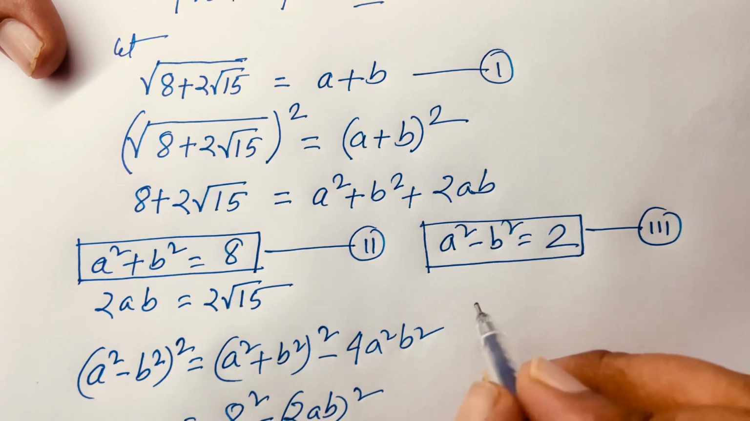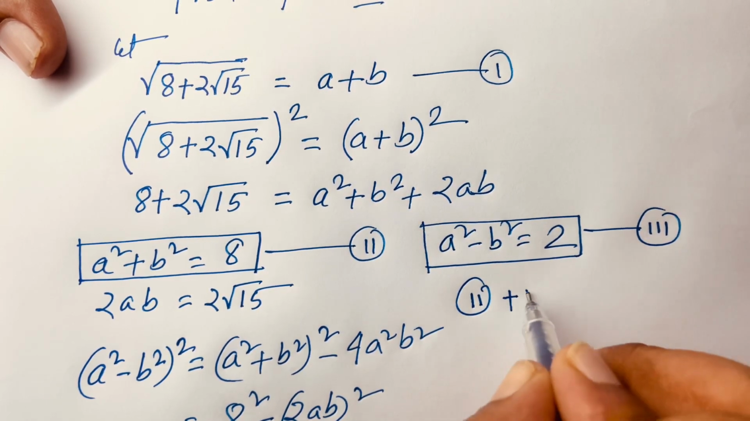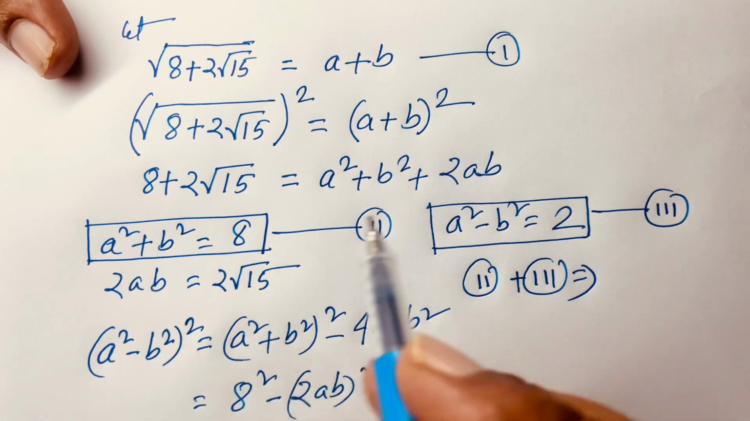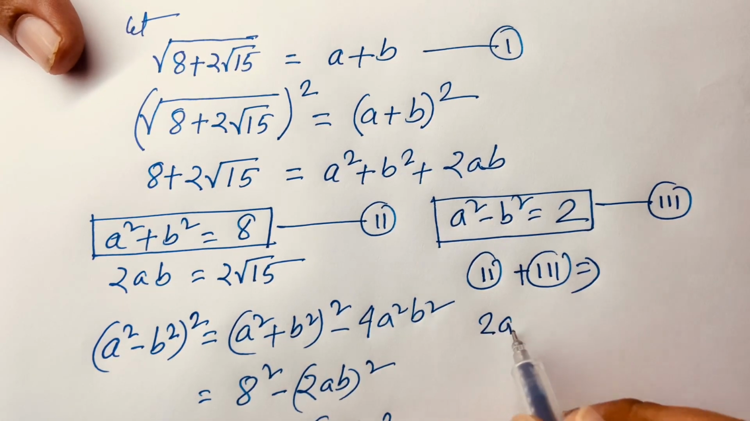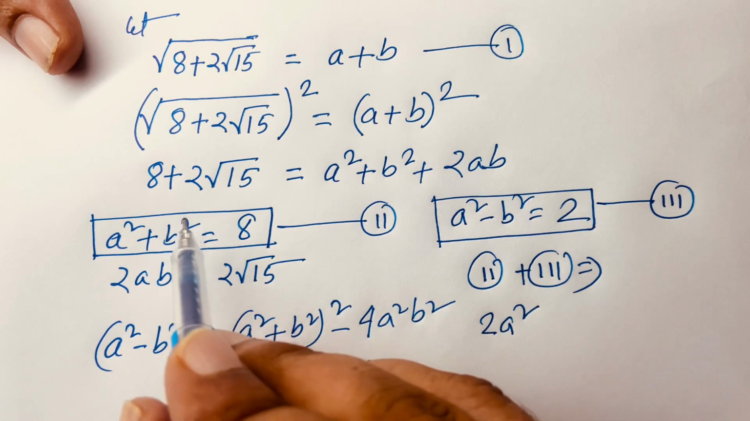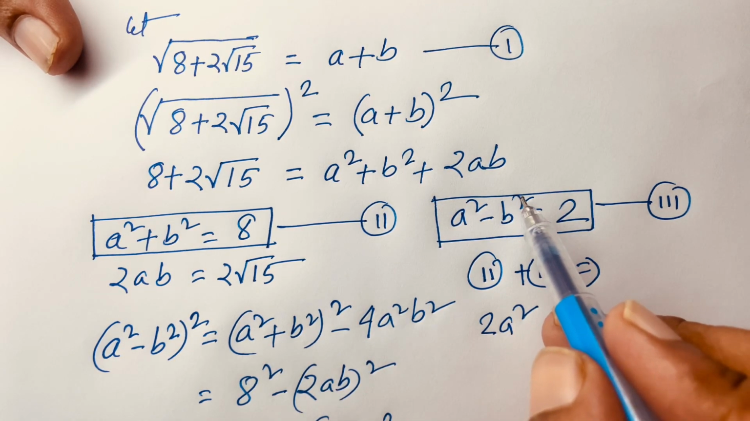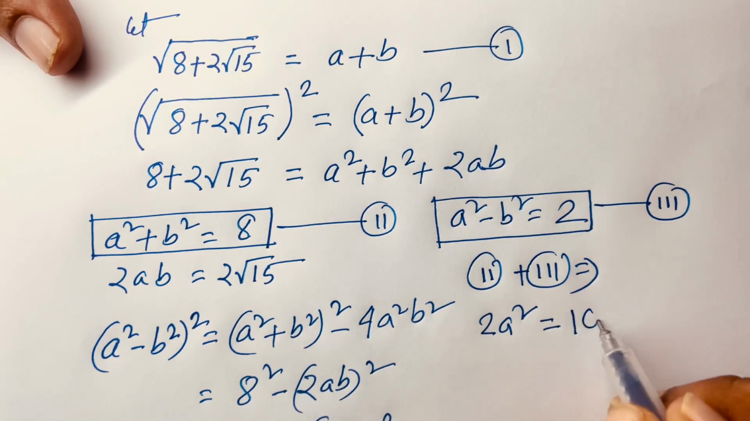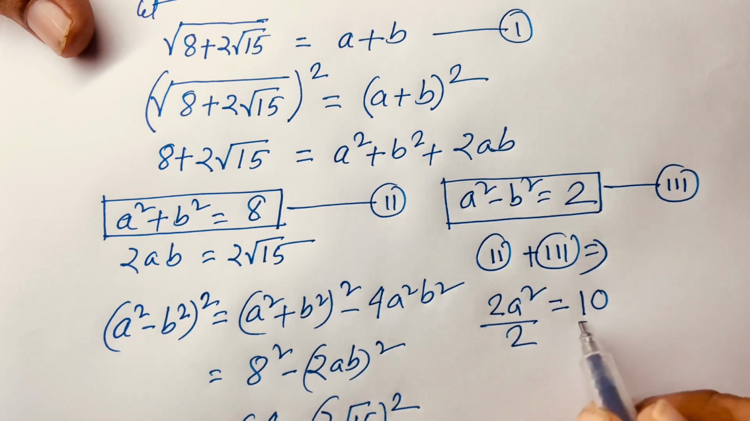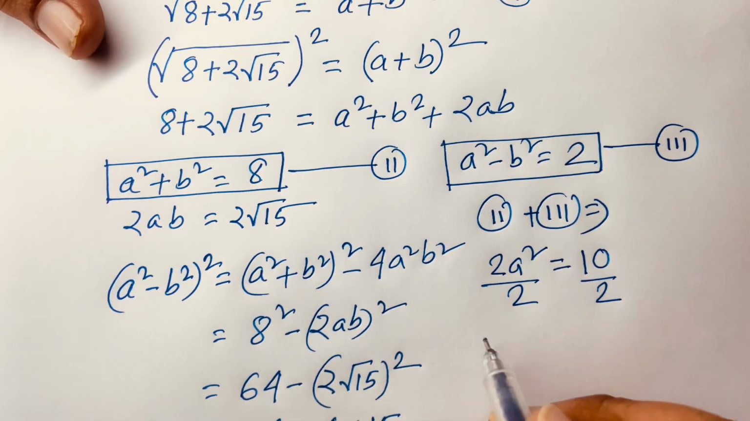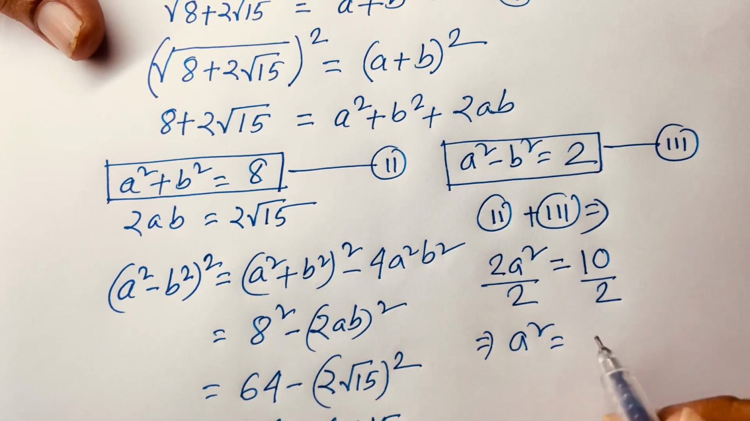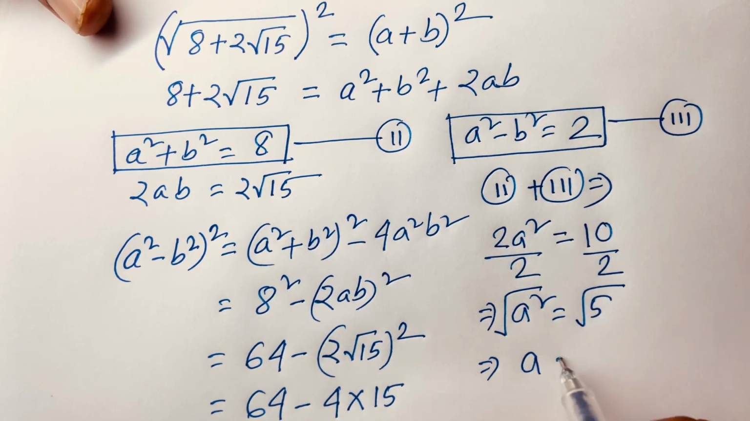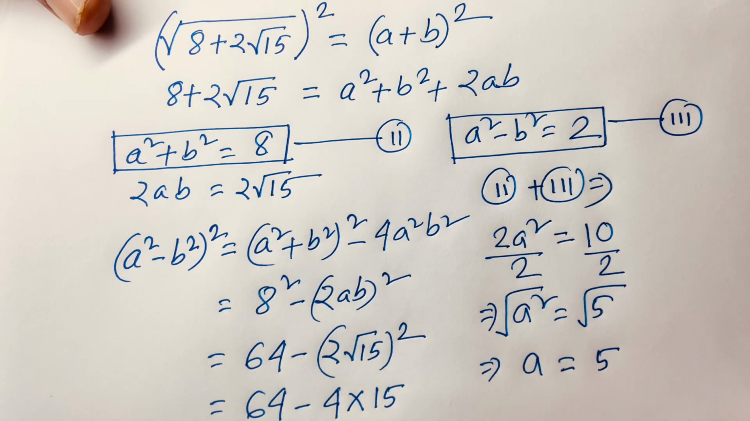Now I add the second equation and the third equation. Then a square plus a square is 2a square, and plus b square minus b square is 0. And 8 plus 2 is 10. Then if I divide both sides by 2, I can say easily a square is equal to 5. Then if I take the root on both sides, a is equal to square root 5.